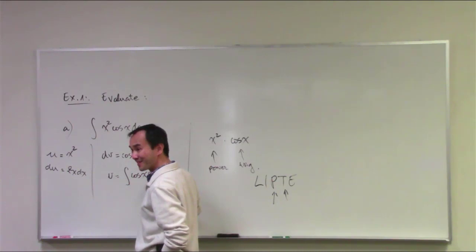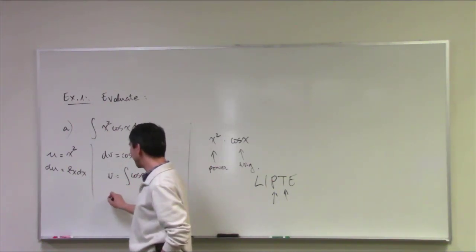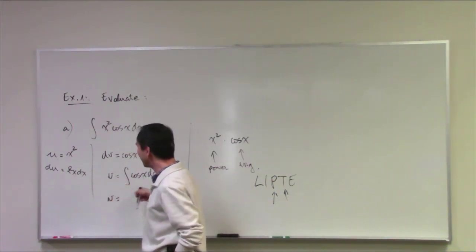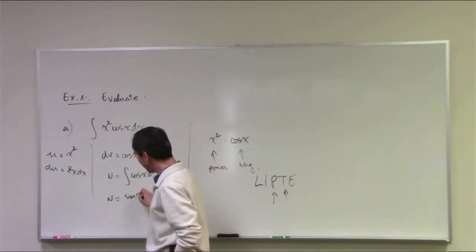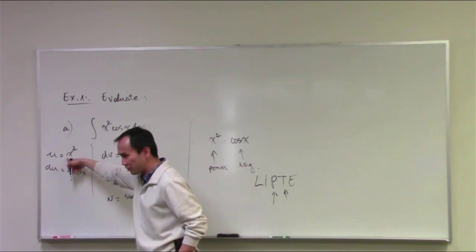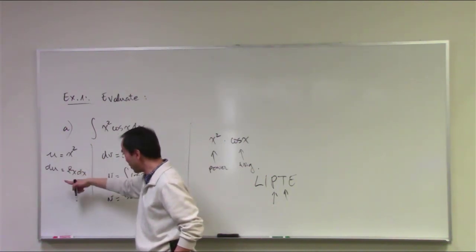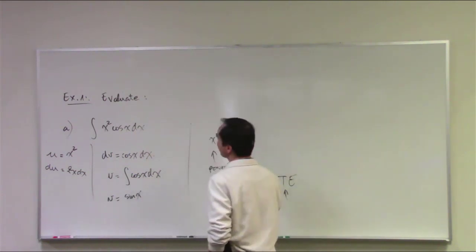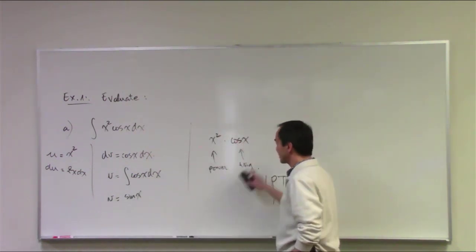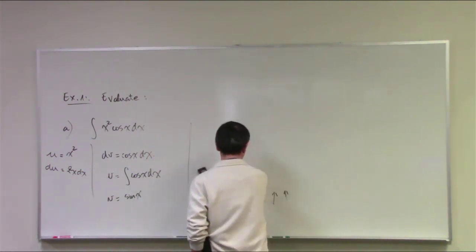All good? Okay. Sooner or later you guys are going to be so fluent that I won't even need to write this little step again. So v is sine of x. We chose u, consequently found du, and we found v. All right, so now let's put the pieces together and see how things work out.